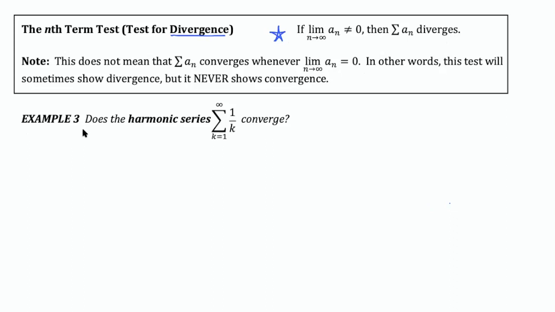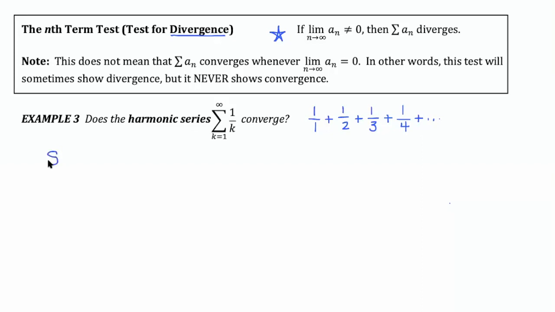So, example 3 outlines that idea. This is the harmonic series. This is a very basic series that occurs in a lot of places and deserves its own name. And the harmonic series, we're letting k take on the values from 1 to infinity of 1 over k. So, my terms would look like 1 over 1 plus 1 over 2 plus 1 over 3. Now we're going to look at two things with this harmonic series.